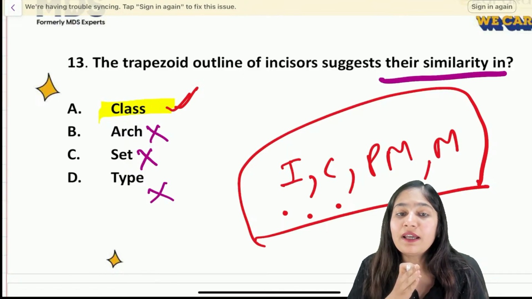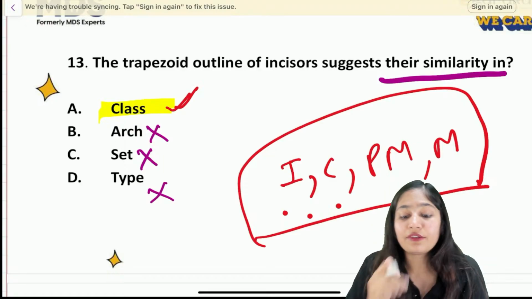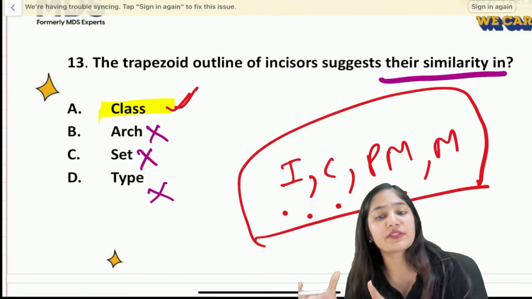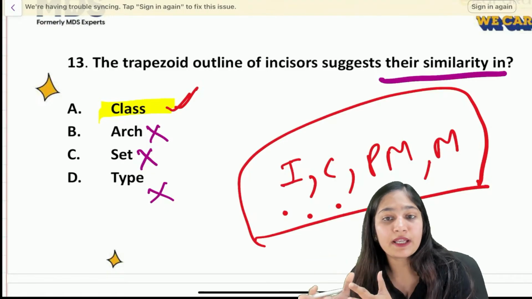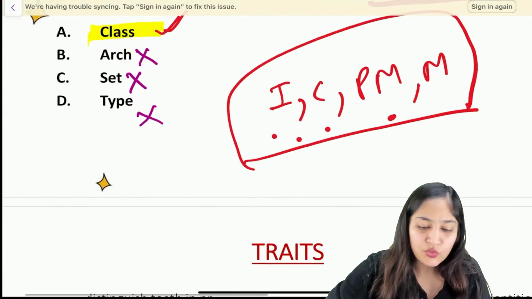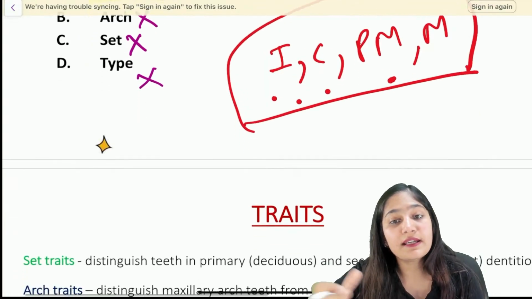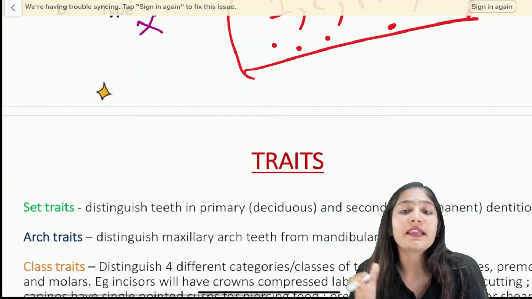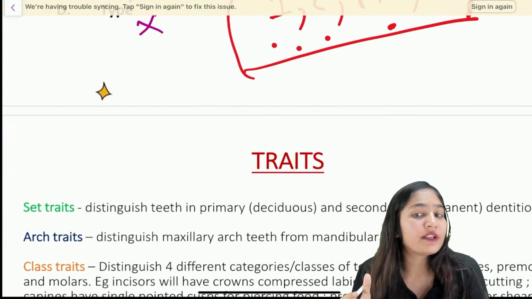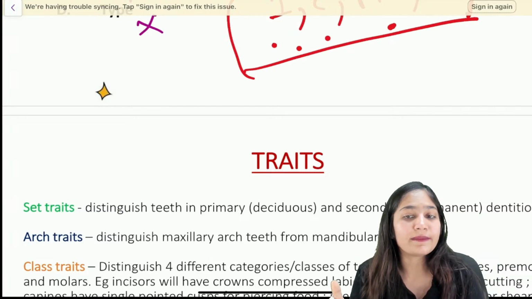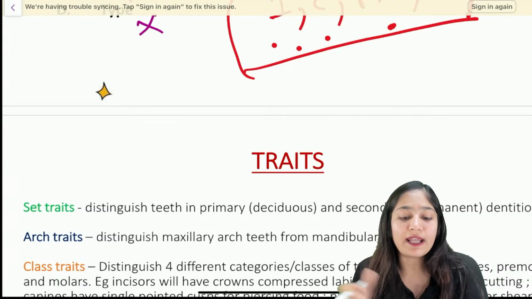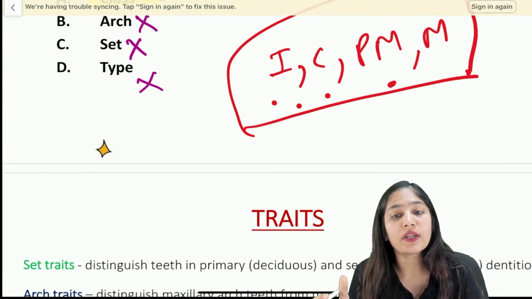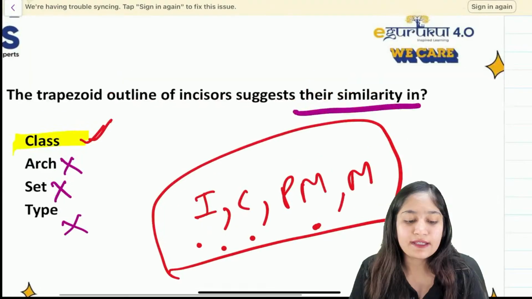But here in this question you can see that incisors are trapezoid. So they have the similarity. They belong to the same class, right? That's why the correct answer here is class trait, as it is asked about the similarity, not the difference between central and lateral incisor. So incisors, being central or lateral, have similarity in their trapezoid outline. That's why the correct answer is class trait.